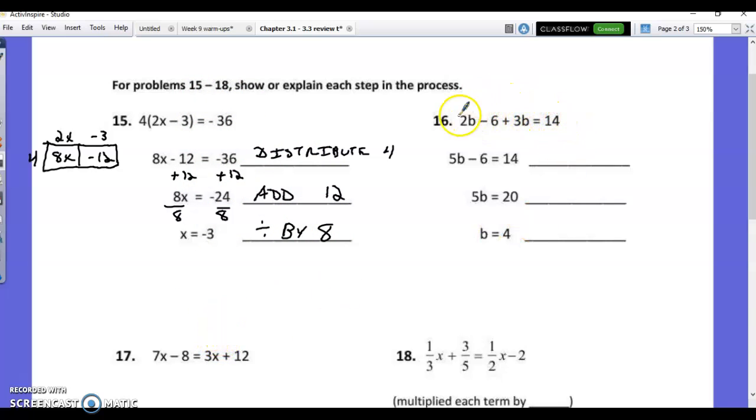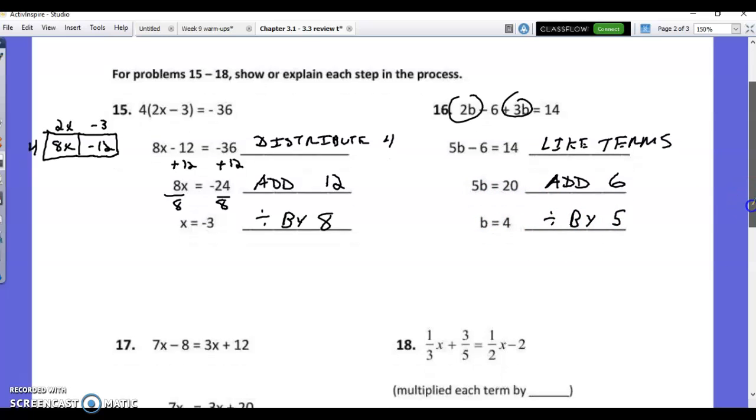Over here, the first thing I do is combine like terms. 2 and 3 is 5. Once I do that, I rewrite. Then here, how I got here was I added 6. And then over here, I divide by 5. That's how I get my final answer, which is 4.